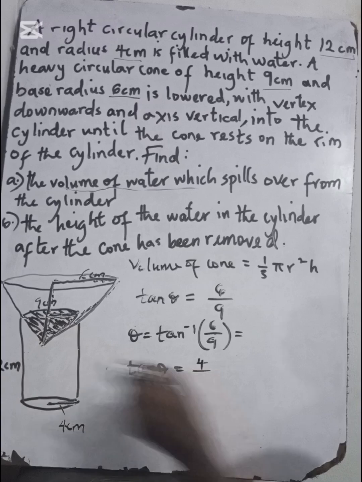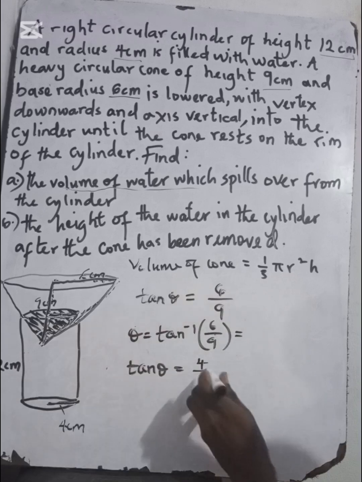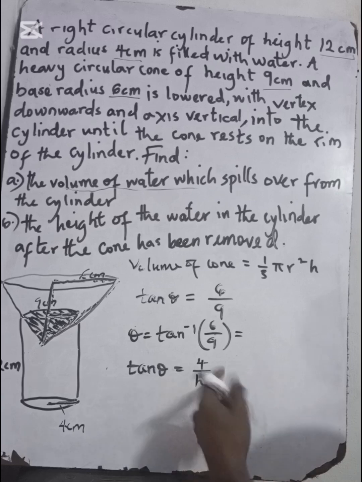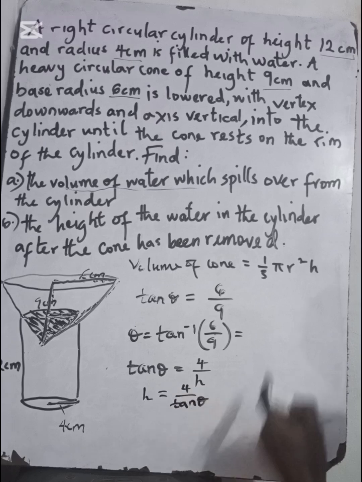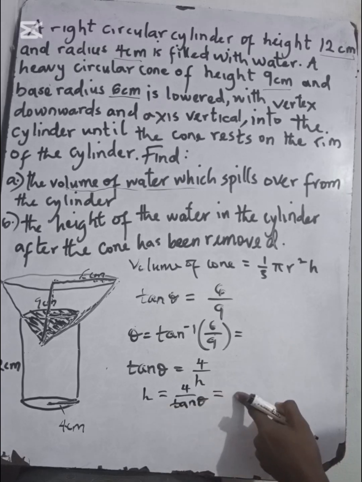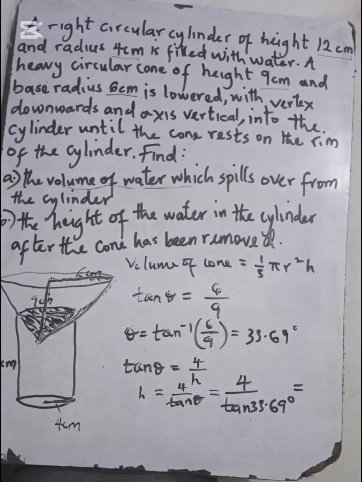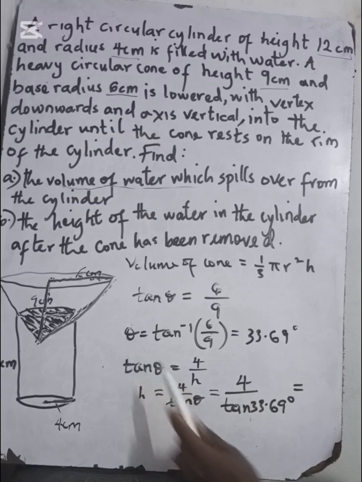adjacent, which is the little height we want to find for this little cone in order to find its volume. Let's call it h. So h is equal to 4 over tan theta. Let's simplify to know the angle theta, then we can bring it in to know what the height of that little cone will be. So arctan of 6 over 9 is 33.69. We now have the value for theta.